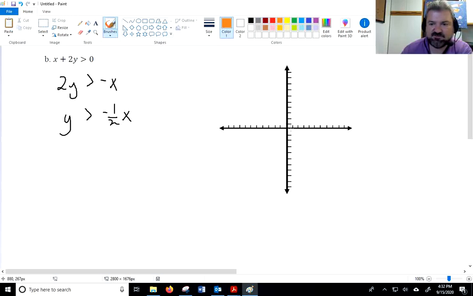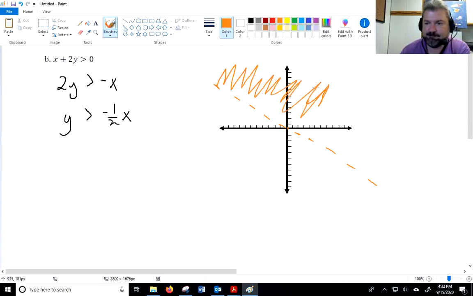So I will start my boundary line at 0 and go down 1 and to the right 2. And once again, it's a dotted line. So, like so. And now I need to shade, and it says y is greater than, so let's shade up here. This is where the y's are greater. And there we have it.